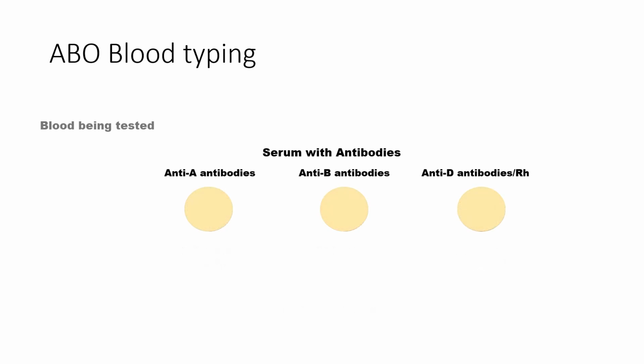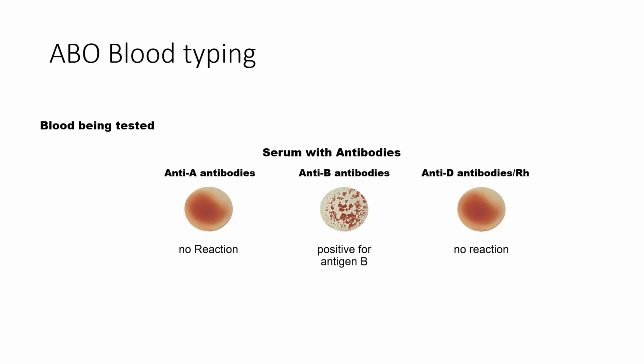Let's try this one. So we'll take our blood and we'll drop it in the anti-A antibodies, and we got no reaction. So no antigen A on our blood. Let's do the same thing with the anti-B antibodies. And here we got a reaction, which means that we have antigen B. Now we're going to see if we have that RH factor or not. Take our blood and drop it in. And we have no reaction here. So in this scenario, our blood type is B negative. That's correct.